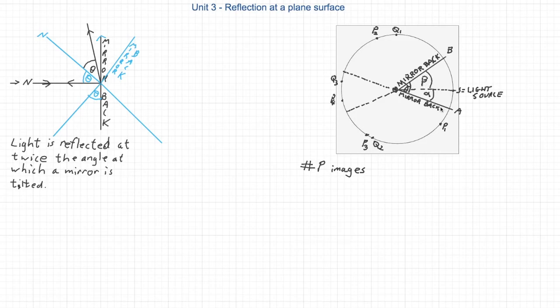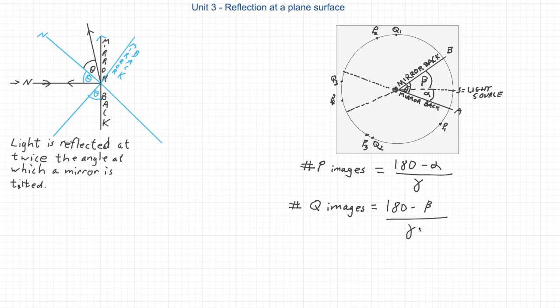Now let's say the angle between the light source and OA is alpha and the angle between the light source and OB is beta. There are mathematical formulas that help us predict how many images will be formed. The number of P images is (180 degrees minus alpha) over gamma. And the number of Q images is (180 degrees minus beta) over gamma. You'll probably get a fraction or a decimal. You always round up to the next unit to get the number of images, and then you add up the number of P images and Q images to get the total number of images.